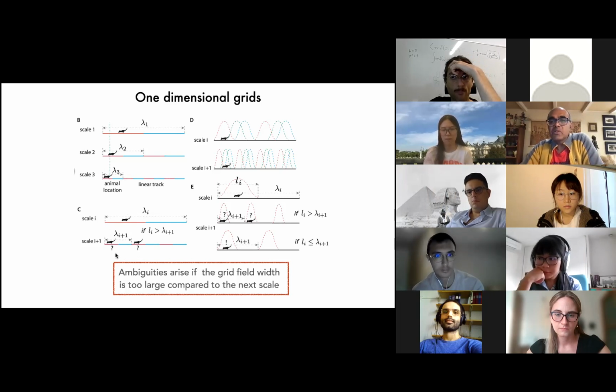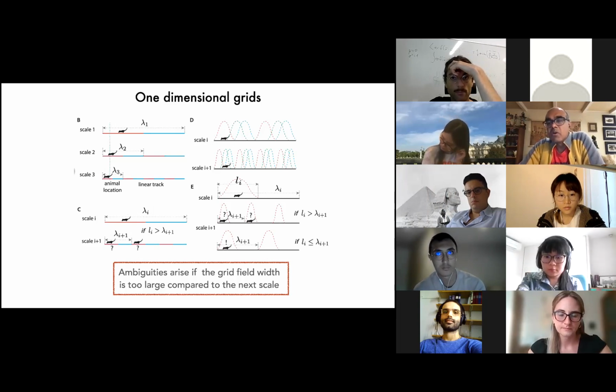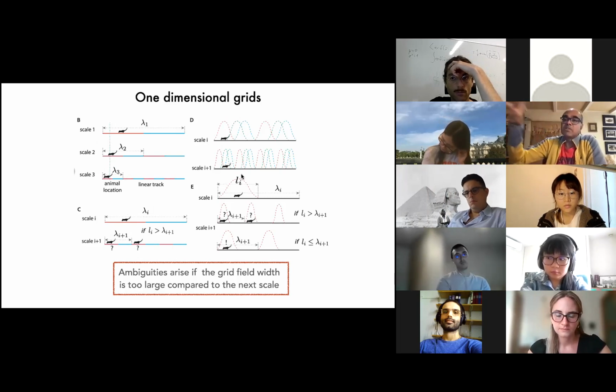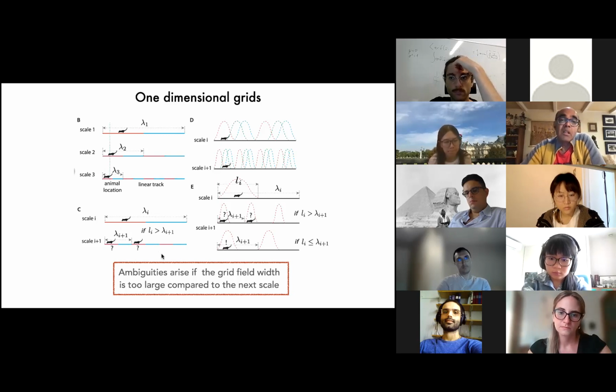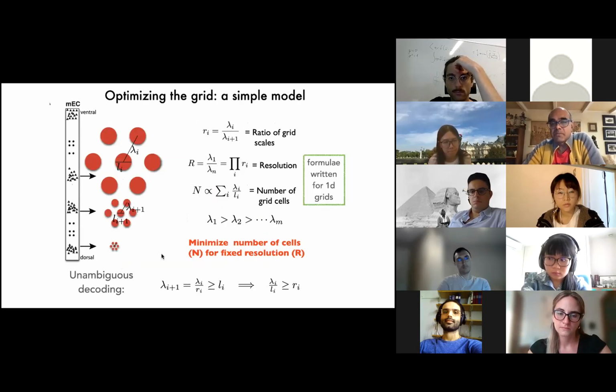Now I'm being slightly loose here because real neurons don't fire in these nice square regions. Rather, they have these more bell-shaped tuning curves and so on and so forth. So you can redo this analysis with more bell-shaped tuning curves and a distribution of these things, and you'll find a similar constraint that you get ambiguities if the width of the firing field at one scale exceeds the period at the next scale. So keep that in mind. Okay, great. So now I need to formalize the problem.